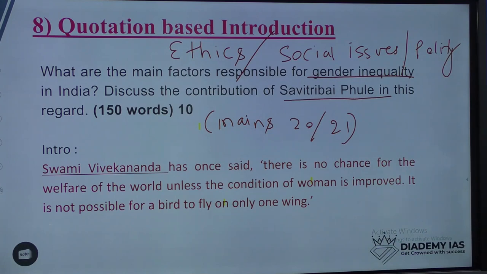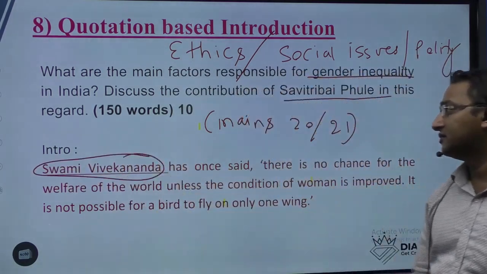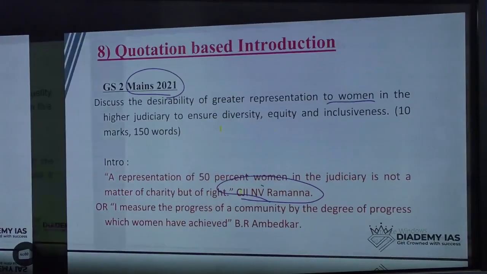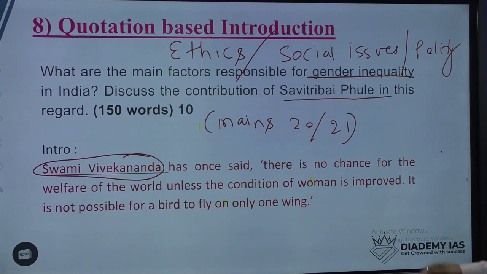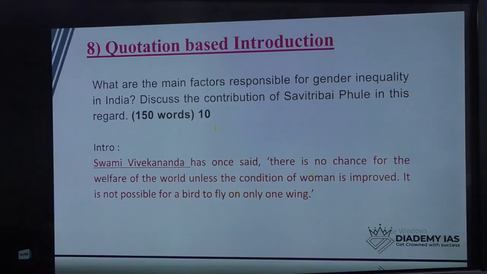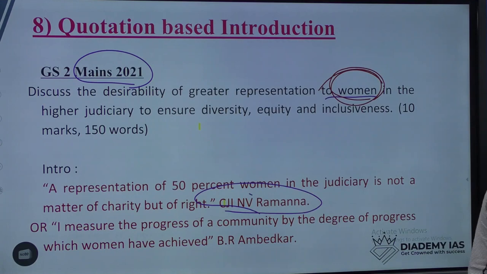So basically, you can give the quotation by any person. For example, Swami Vivekanand, right? Similarly, here also, you can see about women. You know, how much is the similarity? You can see year after year, almost similar questions they are repeating. It was the question on gender inequality, and this is the question on women. So year after year, they are repeating the similar questions.